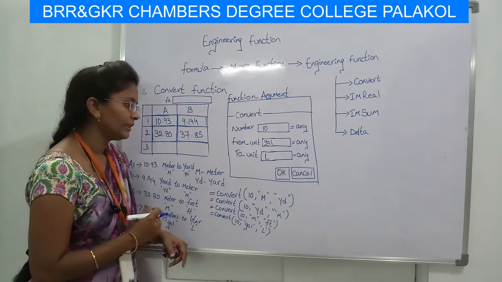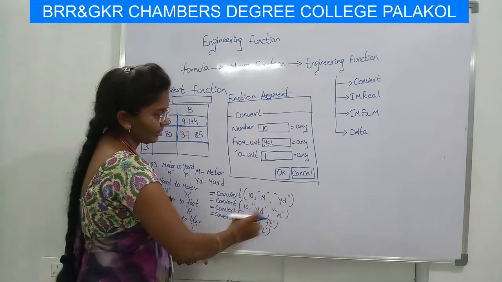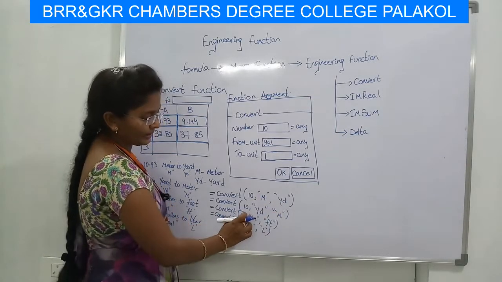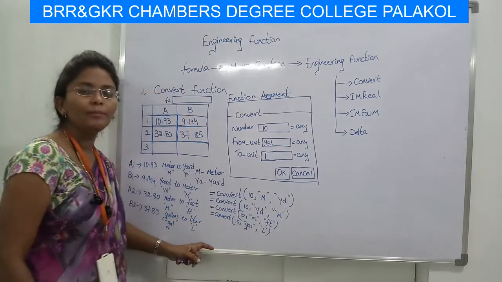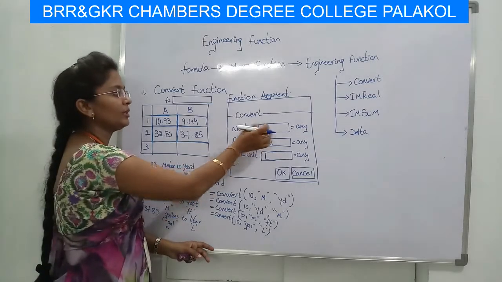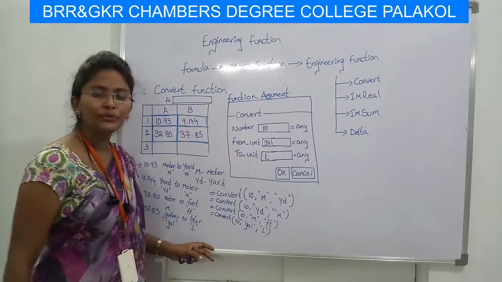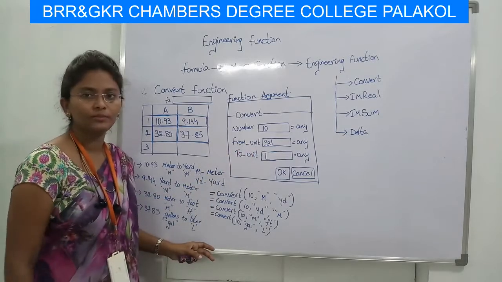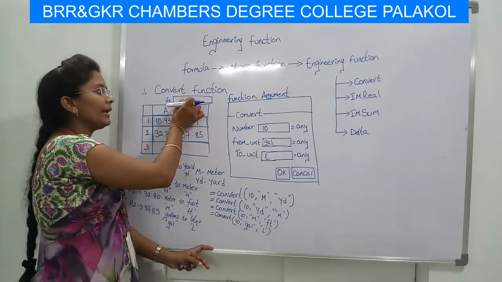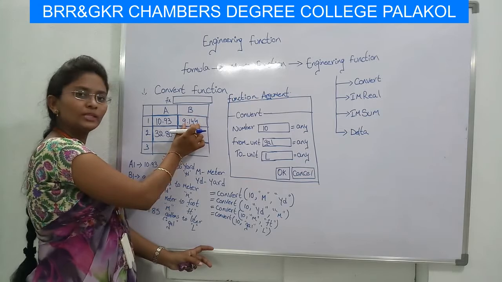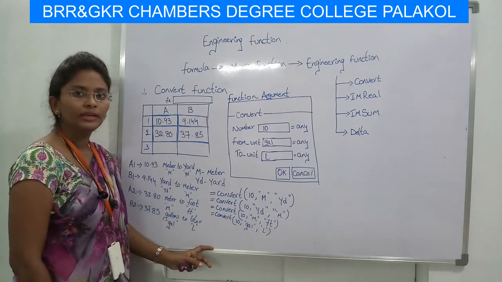I am converting the same 10 number from meters to yards, yards to meters, meter to foot, and gallon to liter. I am taking the same 10 numbers and converting them into different versions. This is the CONVERT function. You can write the formula here and enter it, and the result is displayed in the cells, and you can see the result in the Excel sheet.